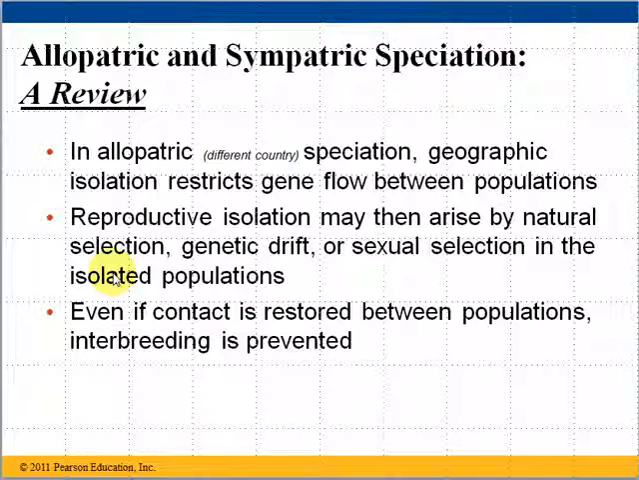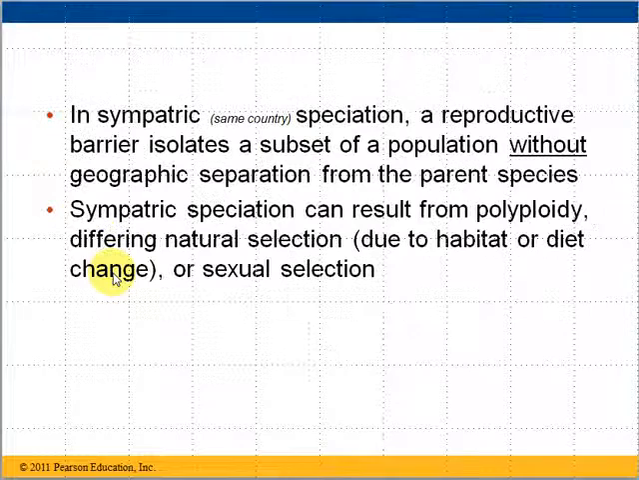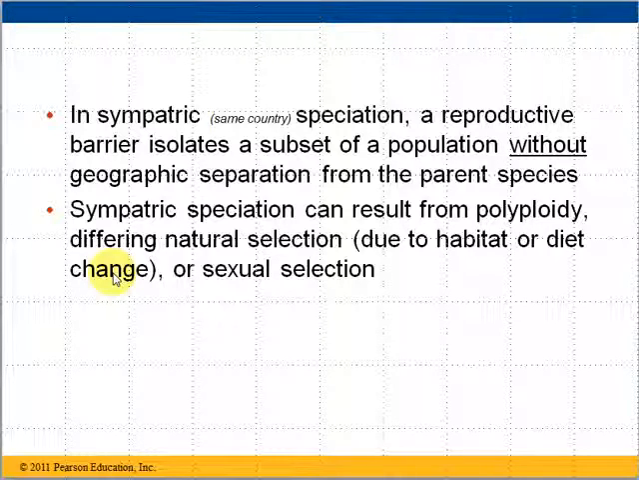In sympatric speciation, sympatric meaning same country, a reproductive barrier isolates a subset of the population without any sort of geographic separation. That's usually going to be the three things we talked about: polyploidy, which is normally in plants, differing natural selection pressures because of different habitat or diet change, or sexual selection. So we're going to pause right there, and those are some of the mechanisms or methods for speciation to occur.